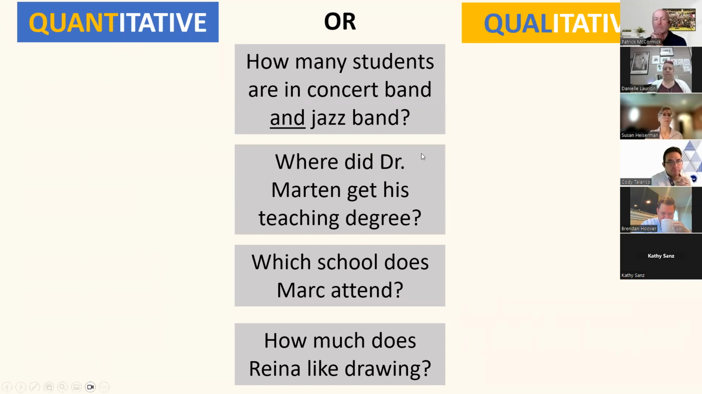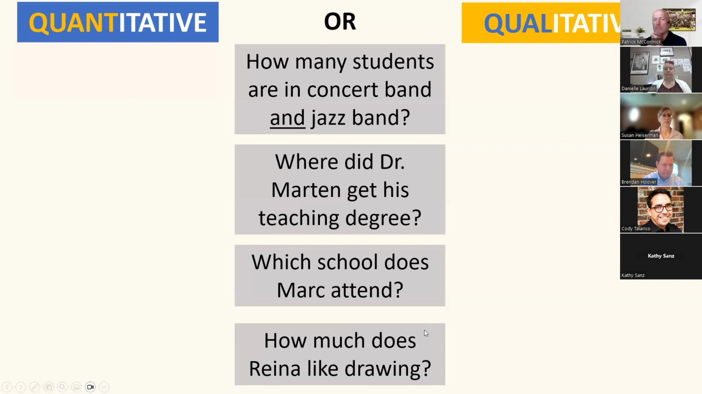All right, how about the next one? Where did Dr. Martin get his teaching degree? Qual. Yes, qualitative. It's some school or institution. It's words, so that's qualitative. Which school does Mark attend? Qualitative. Right, same idea, qualitative. It's going to be a place that Mark goes. How about this last one?